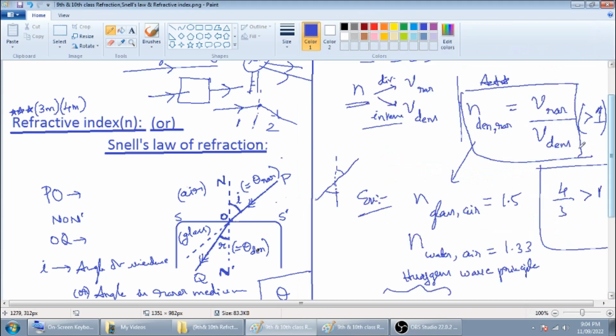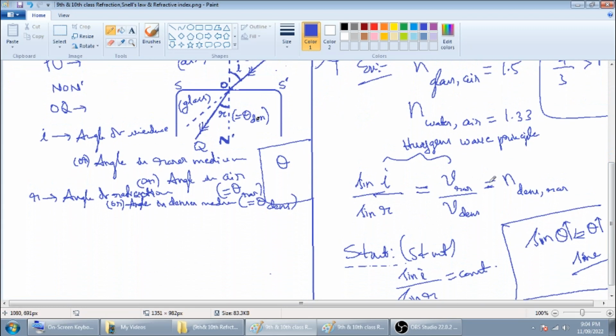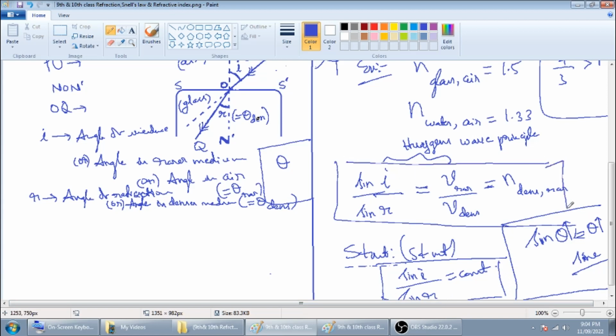The actual, original definition of the refractive index of any denser medium with respect to rarer medium, and the Snell's law statement. This is the Snell's law statement, including this also. Both these are almost the same because there is nothing but a constant. The same thing is written here. So this or this together is written as the second result.